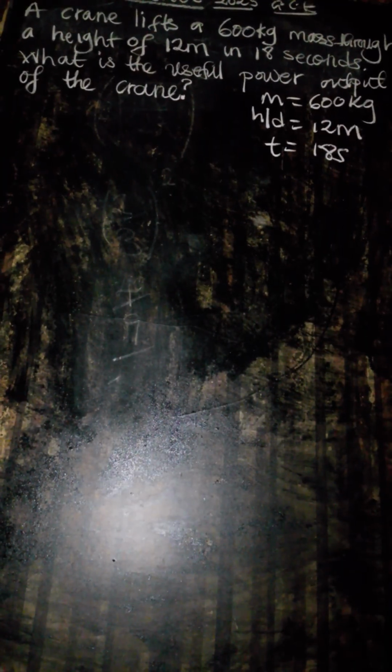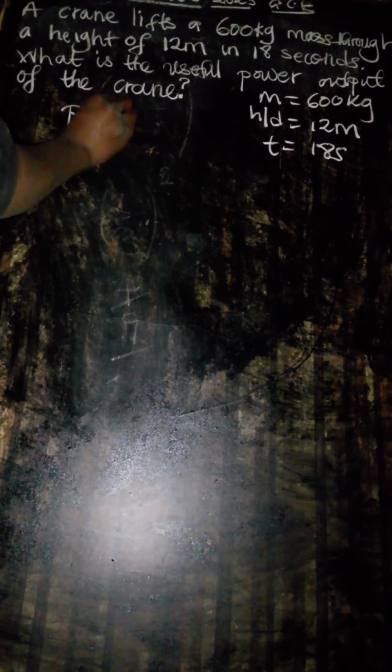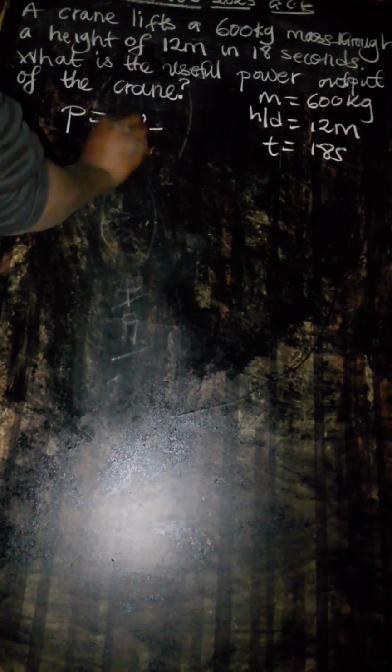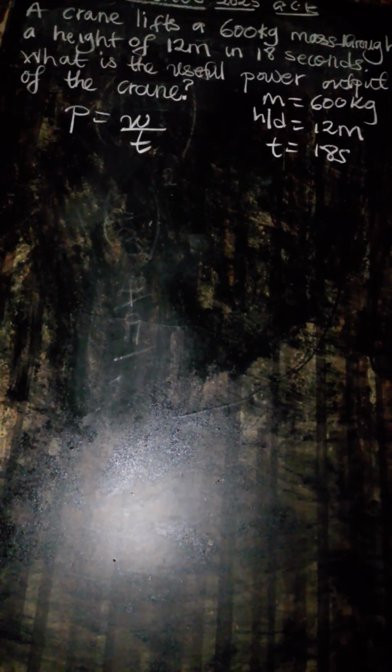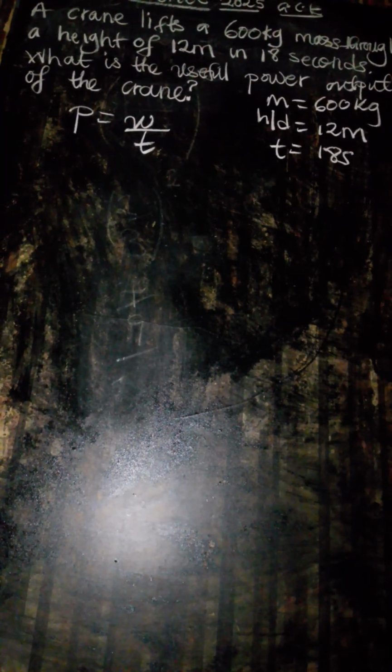Now, what is the useful power output of the crane? The formula for power, learners, is power equals work done over time taken. But when we look at the data that we've collected, we do not have the work. We've been provided with the time, but do we know what our work is? So we're going to start by calculating what our work is.